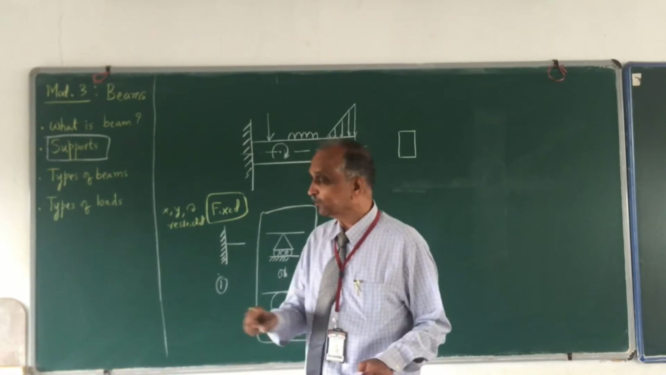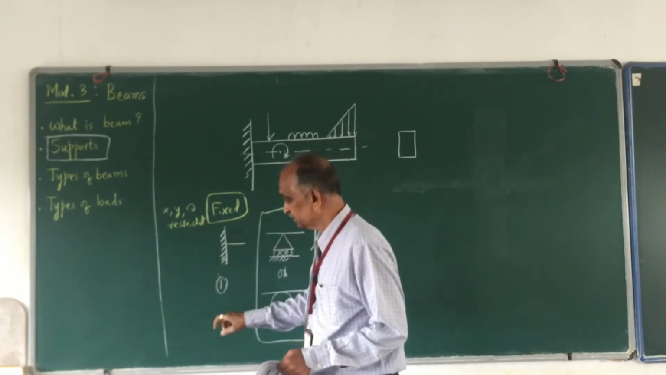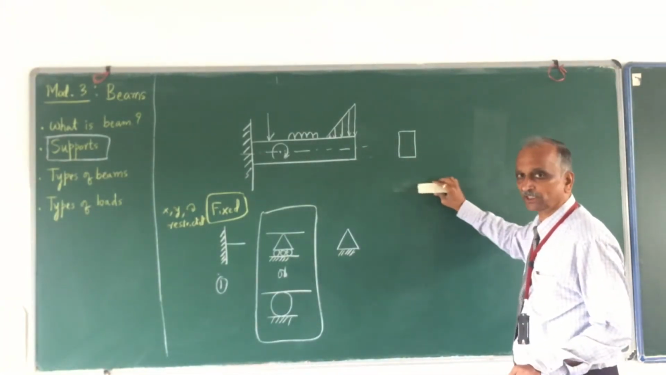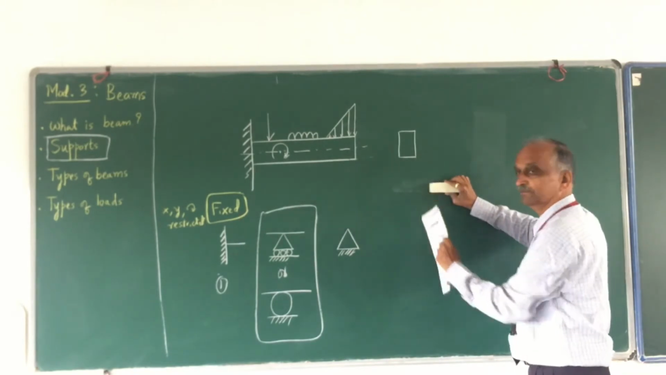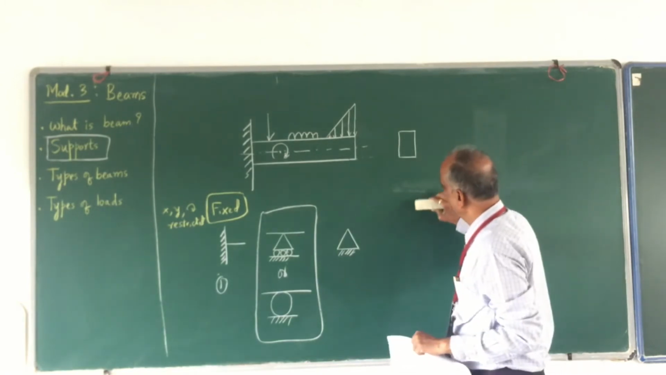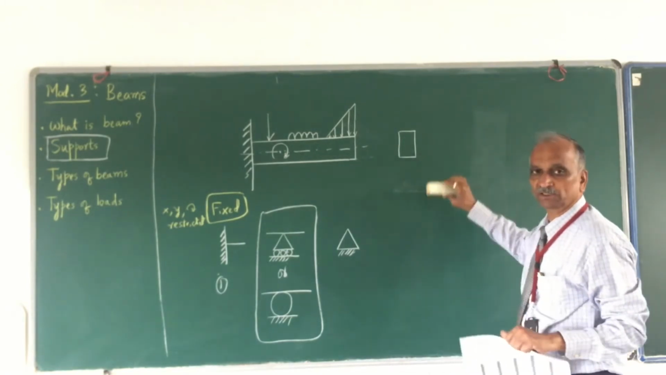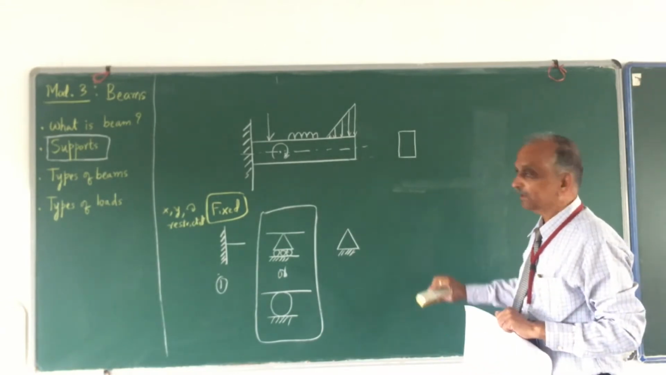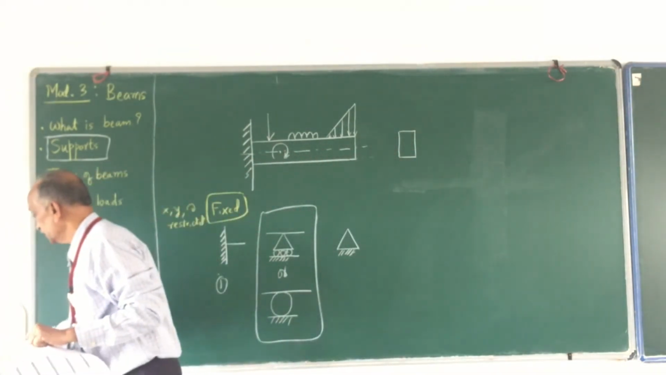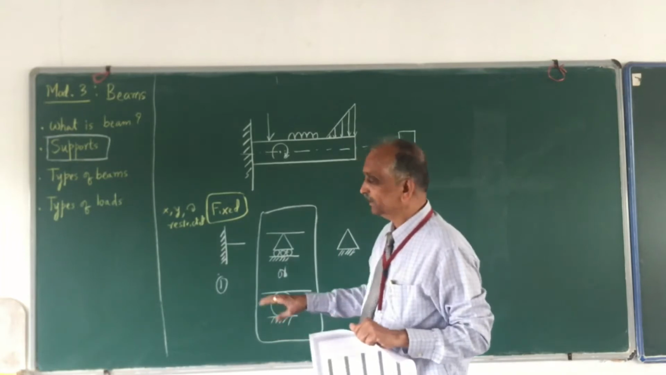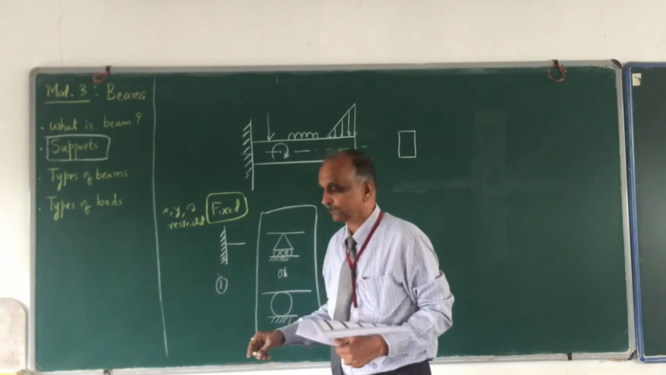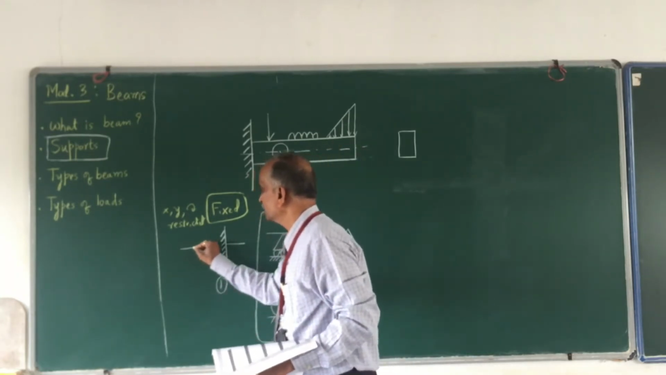That means if you have to restrict x motion, there must be something. If you don't want this to move in this direction, then there must be something here, or in other words, you have to apply some force. Similarly, y motion is not to be allowed, so there must be some force there also. And rotation is also not allowed, so a moment must also be applied. So this fixed support, what reactions is it going to offer? It is going to offer a horizontal force.